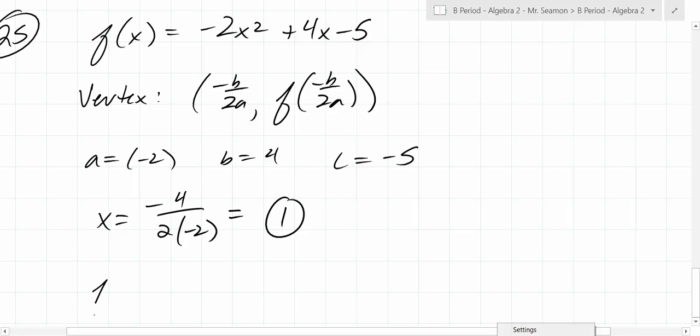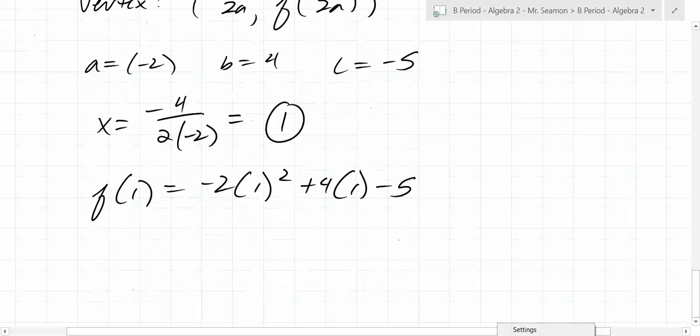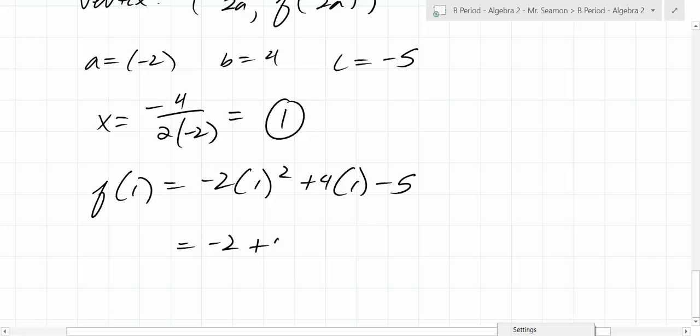That's nice. So what's f of 1? -2 times 1 squared plus 4 times 1 plus minus what? Minus 5. So that's going to be -2 plus 4 minus 5. It's going to be 2 minus 5, which is?